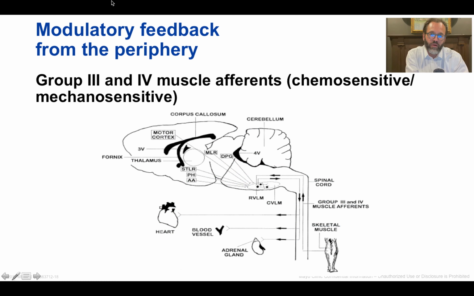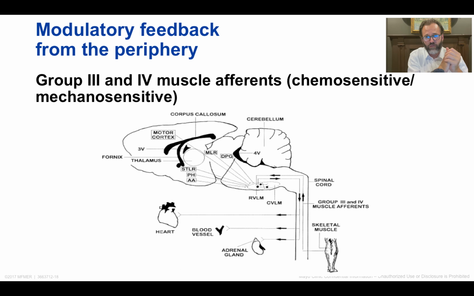Now, when we look a little bit deeper into modulatory feedback from the periphery, these group 3 and group 4 muscle afferents are major influencers of sympathetic nervous system outflow. And so these are chemosensitive and mechanosensitive afferents that are in skeletal muscle. So if you are out exercising very intensely, that's going to result in buildup of metabolites and stimulation of the group 3 afferents. Of course, muscular contraction will stimulate mechanosensitive afferents. Those are going to ultimately send a signal to the brain saying we're doing a tremendous amount of work here. We really need a lot more blood flow.